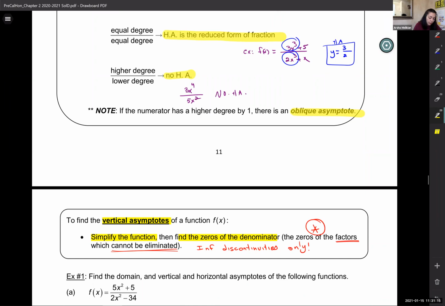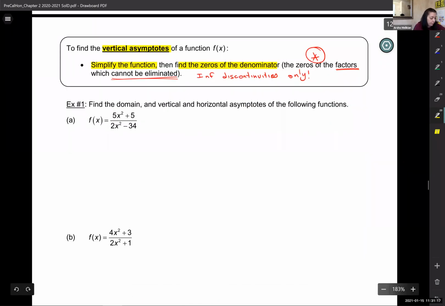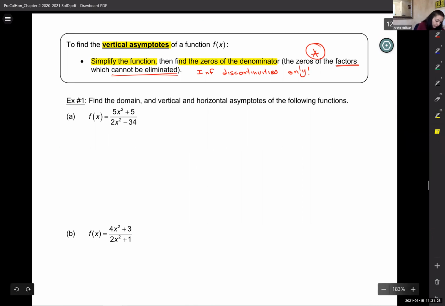Okay, let's do some. All right, so here, find the domain, vertical asymptotes, and all the horizontal asymptotes, and so on. Okay, so first for the domain. You want to take the denominator and set it equal to 0. But first, can this be factored? Like top and bottom, is there any way to factor and cancel out any terms? No. So let's just set the denominator equal to 0.